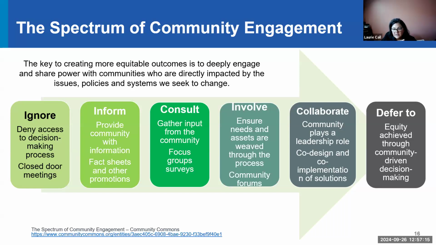So the goal is to continually be striving and moving and advancing through that spectrum. But there are times where pieces are more appropriate to be on one end versus another. So this is a good tool to use no matter what you're doing when you're working with the community to think about where are we and what would it take to move to the next level if appropriate.